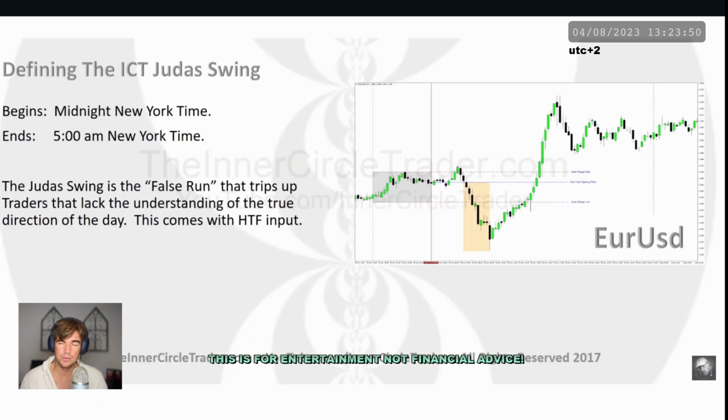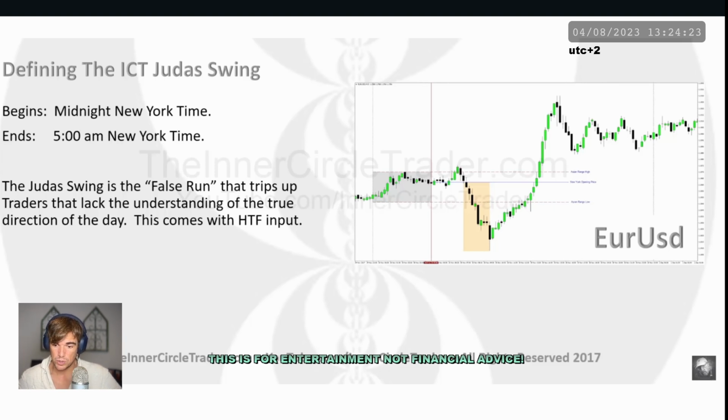Now, in terms of defining the Judas swing, we need a couple of parameters on Tradingview, and it makes it really easy on Tradingview because we can do that with a very simple indicator that will put these lines on every single time, and I'm going to show you how to do that. First, we need to put a line that will give us the midnight New York time. It's very key for the Judas move. We also need to identify the Asian range, because we're going to be looking for that false run above the highs or the lows, depending on our bias.